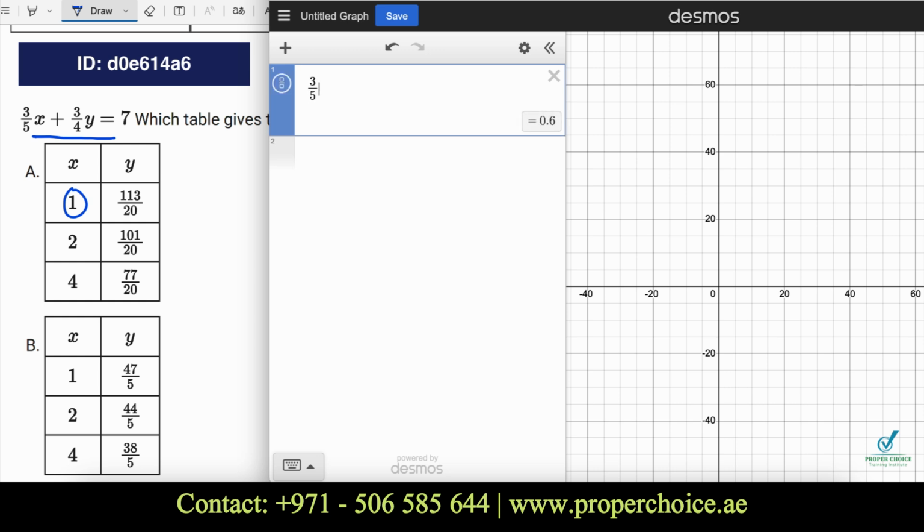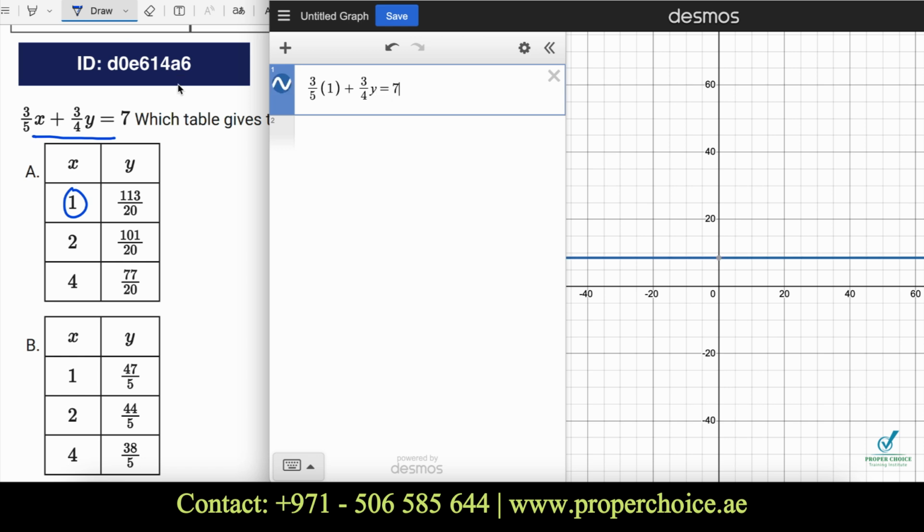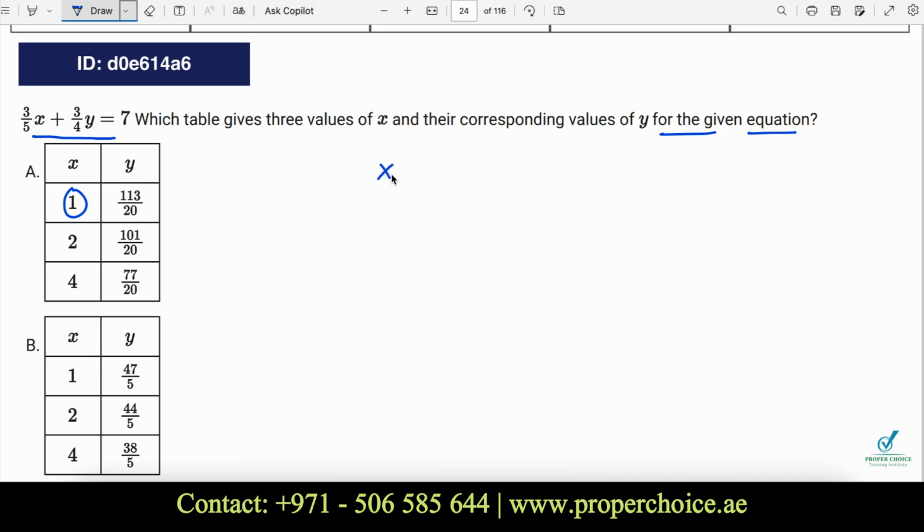At the place of x, type 1, plus, let me type the y as y itself, 3/4y is equal to 7. Now when x is 1, what is the value of y I am getting? I am getting 8.5333 something. Am I getting anything in fraction? Let me just see. 8.533. So I can write down here, when x is 1, the y value is going to be 8.533 recurring.